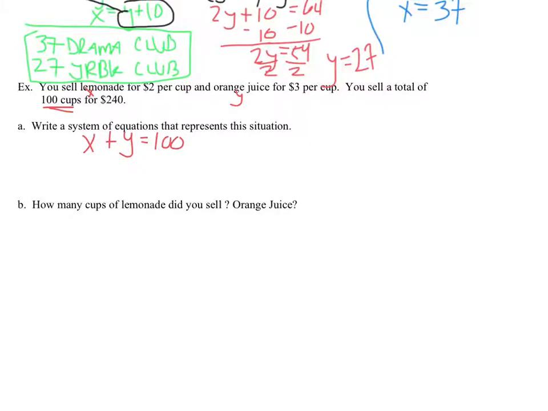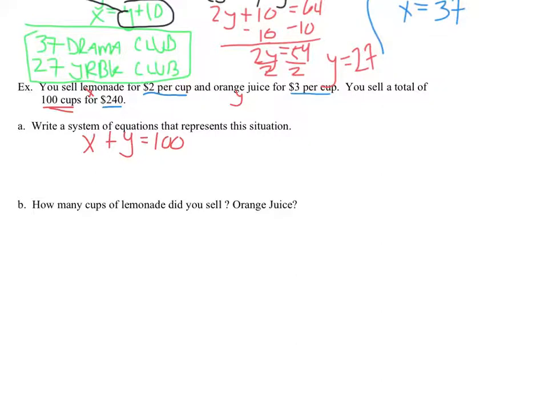So then the second part is going to be combining the two sentences now. So we're selling lemonade for $2 per cup and orange juice for $3 per cup. So we're talking about money. And then this one is saying a total of 240.